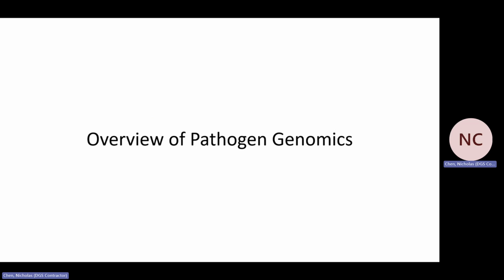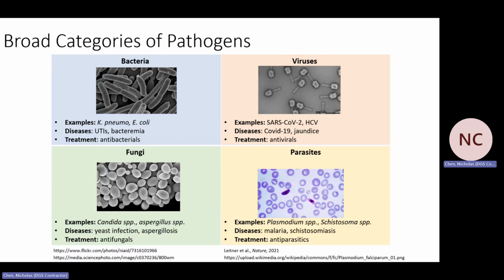To start, we'll take a look at different groups of pathogens and their genetic characteristics. If we adopt a disease-oriented perspective, we can roughly divide up pathogens into one of four groups: bacteria, viruses, fungi, and parasites. For each of these, I've listed some common examples of pathogenic agents, the diseases they cause, and a common treatment approach. It should be noted that these four groupings can be subdivided many times over, but this rough division provides a good entry point into understanding their genomic characteristics.